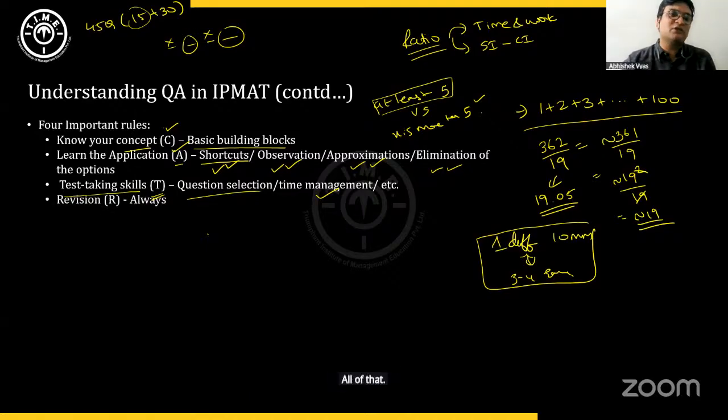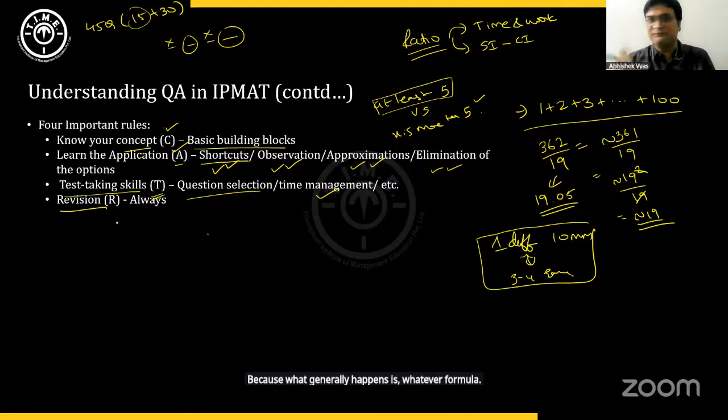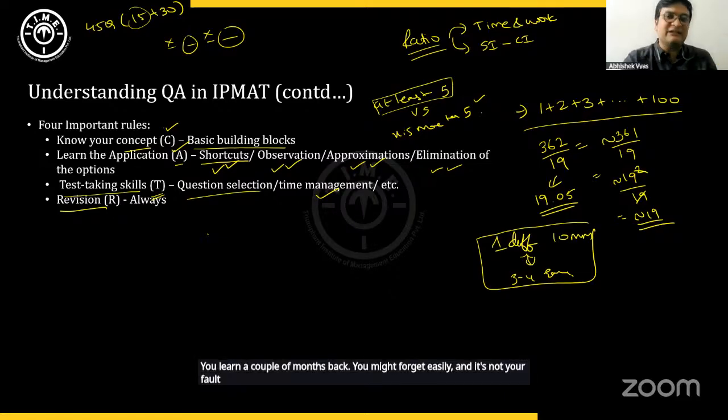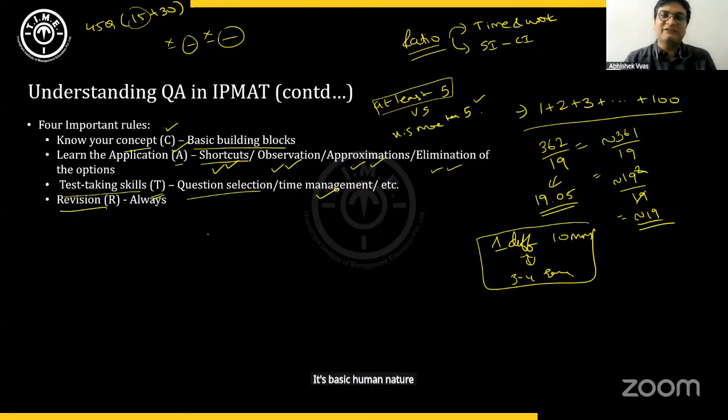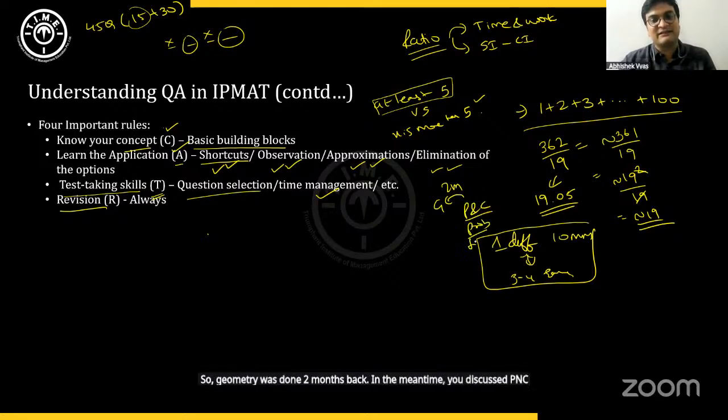Now, one more, the fourth rule that you should never forget as far as QA is concerned, is you need to revise it regularly. Because what generally happens is whatever formula, whatever theorem, whatever concept you learned a couple of months back, you might forget easily. And it's not your fault or the teacher's fault. It's basic human nature that we will forget, because you're already occupied with other areas. So geometry was done 2 months back. In the meantime, you discussed PNC, probability, functions, matrices, all of that. Now, in that process, you forgot geometry. That can very well happen.